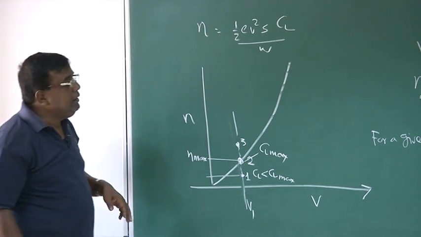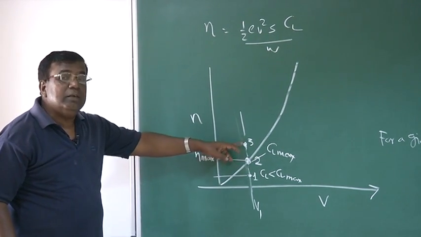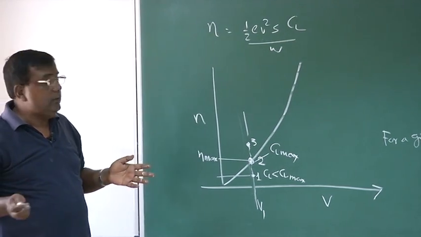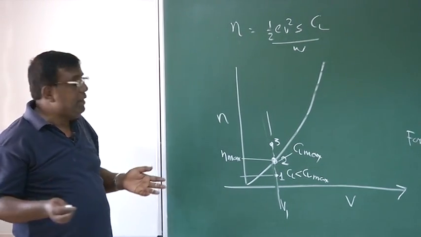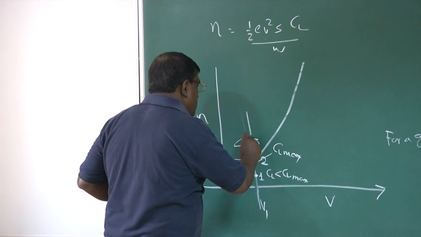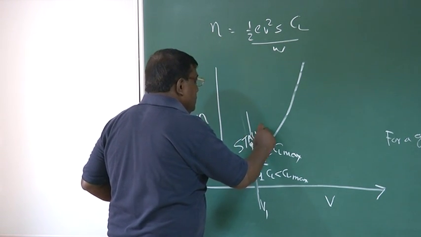Then what is this point 3? This point 3 is beyond CL max. That means this point is the stall region. So the pilot will not fly in that region. So this is the stall region.